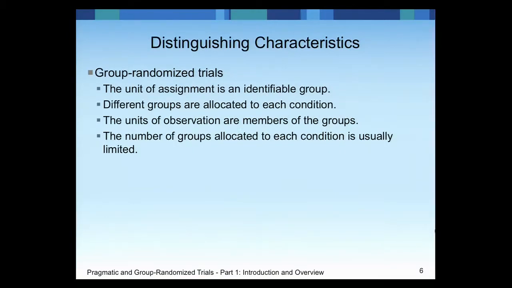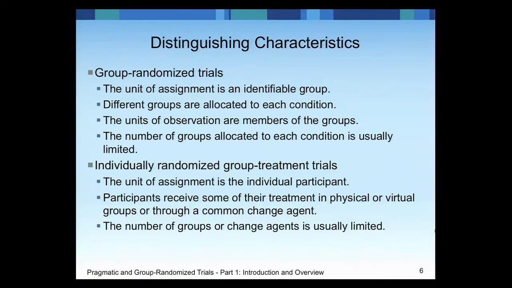Distinguishing characteristics are shown here. Group randomized trials, as I mentioned, the unit of assignment is an identifiable group of some kind. We have different groups that are allocated to each condition so that the groups are nested within the levels of the study conditions that are the focus of the project. The units of observation are members of those groups, and the number of groups allocated to each condition is often limited. That is not a necessary condition, but it is often the case. Individually randomized group treatment trials, the unit of assignment is the individual participant rather than a group.